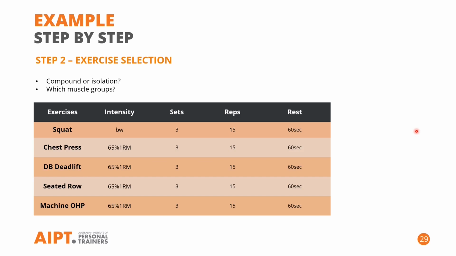So the chest press machine has been programmed with the same sort of variables, but because it's a weighted movement, we're using 65% 1 RM to indicate the intensity. It's a little bit different to the body weight intensity we saw in the squat.